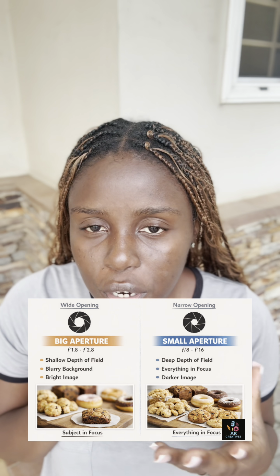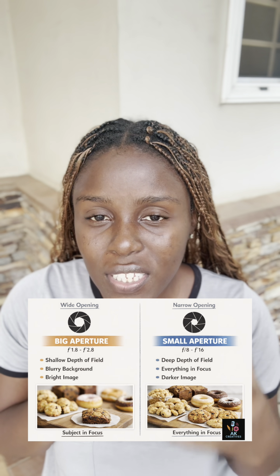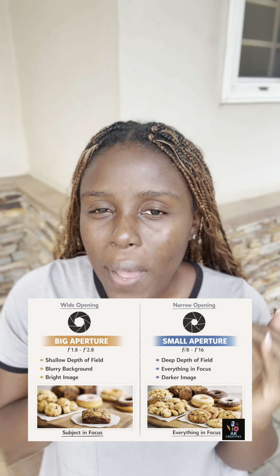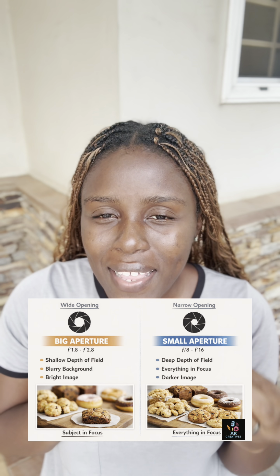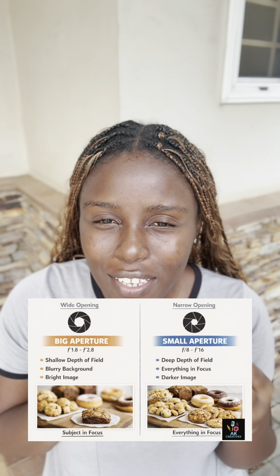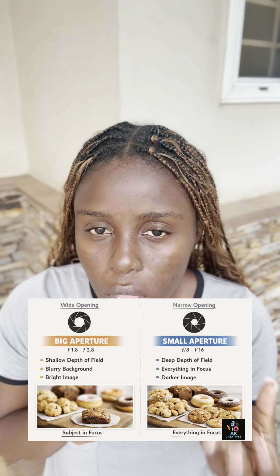So, bigger aperture means that your subject will stand out more while your background is blurry, and it will give it a cinematic, soft, and professional feel. So, as I mentioned earlier in the video, the smaller the aperture, it means that there's less light entering the camera. So, your image might be a bit darker. The background will be more defined and not as blurry as when you were using the big aperture.